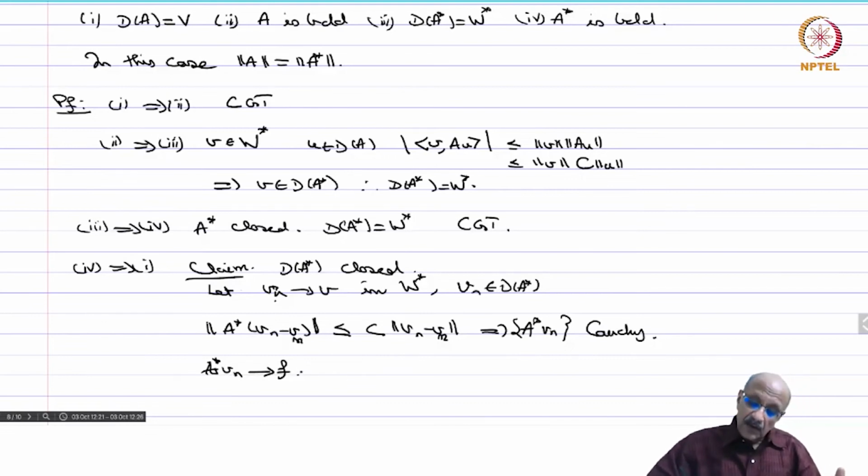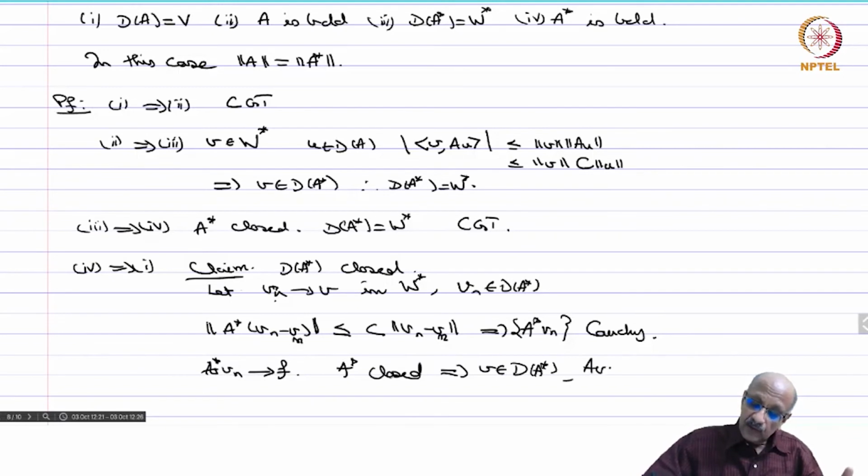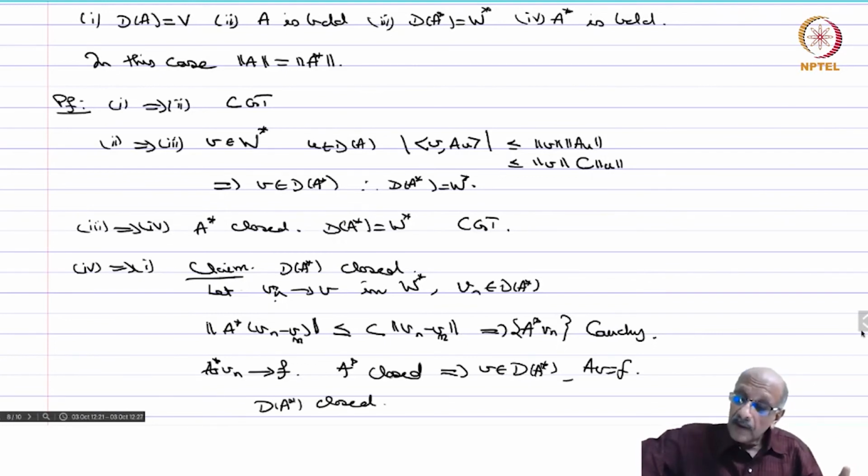But then Vn converges to V, A star Vn goes to F, and A star is closed, and therefore this implies that V belongs to D(A star) and A star V equals F. Therefore, we have that D(A star) is closed.